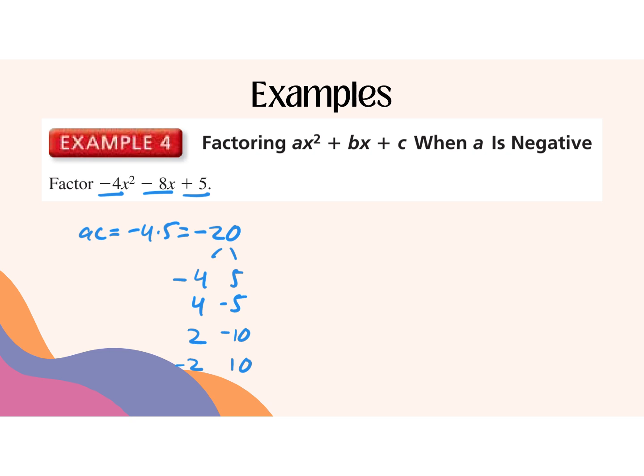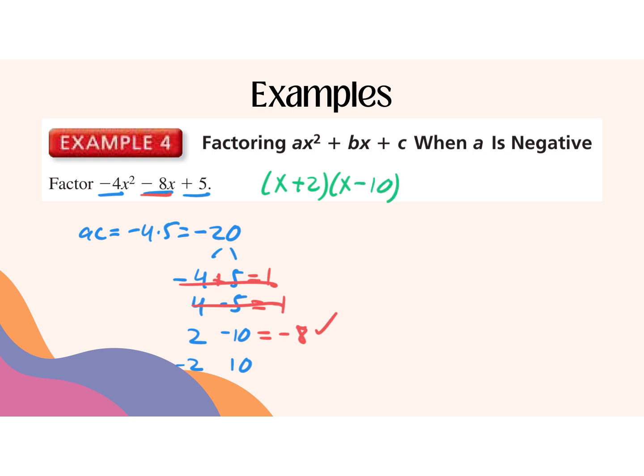So now let's combine. If I do -4 plus 5, that's going to get me a 1. Not what I'm looking for. 4 minus 5 is going to get me a -1. Also not what I'm looking for. 2 minus 10 is going to get me a -8. That is our middle term. That is what we're looking for. So then this answer is going to become x plus 2 and x minus 10.